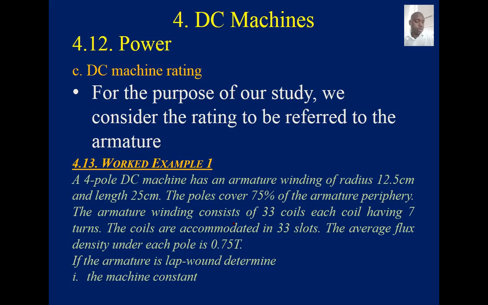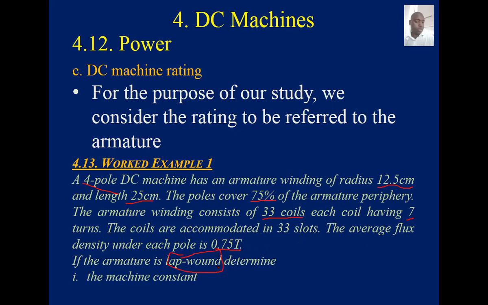So if the armature is lap wound, right? So things to note is the number of poles. P is equal to 4, right? Then the length, 25 centimeters, radius 12.5, poles covering 75%, that is 3/4 of that. Number of coils, 33, turns per coil, 7 turns, right? Then average flux density, which is our B, becomes 0.75. And the machine is lap wound.